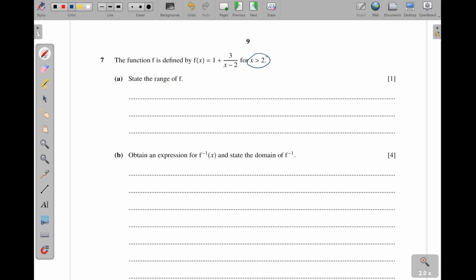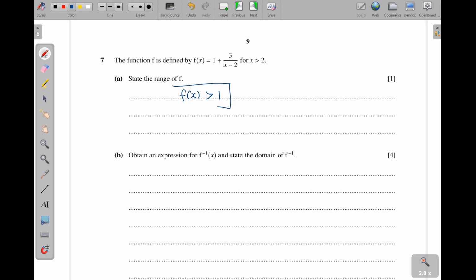Now they are saying x here is greater than 2. So whichever value you are going to put here, let's say we first put a 3. 3 minus 2 will be 1. So 3 over 1 will be 3, meaning the answer you are getting is a 4. Then put a 4 here, put a 5, put whatever. So whichever answer you get here, there is a fraction which you are adding on 1. Because you are adding something onto 1, all the answers you are going to get are going to be greater than 1.